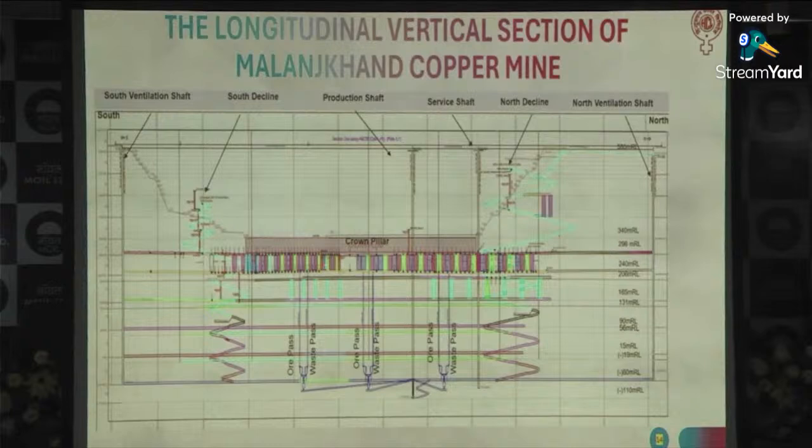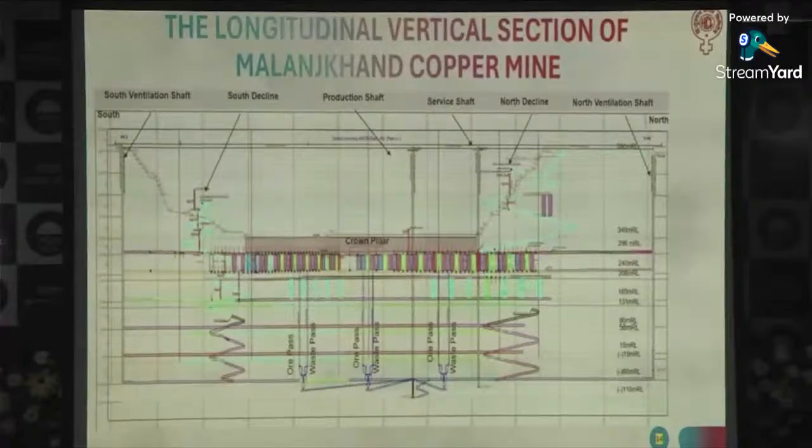Now, as I said, there are ore passes, waste passes. It is planned to install crushers over here. There will be 3 crushers at the bottom, each of 770 tons per hour capacity. And this is the production shaft and service shaft. The service shaft will have a double deck cage of 100 men capacity. And the production shaft will have 4 skips. The hoisting capacity of the production shaft will be 1540 tons per hour. These are the 2 ventilation shafts, which are at the extreme, and we'll have the ventilation fans over here.